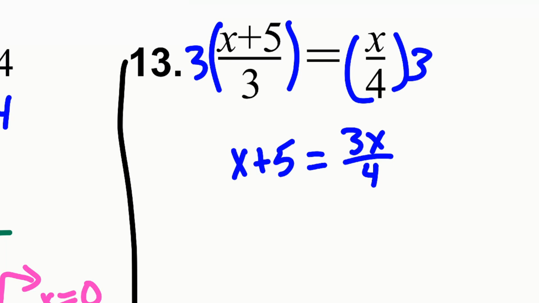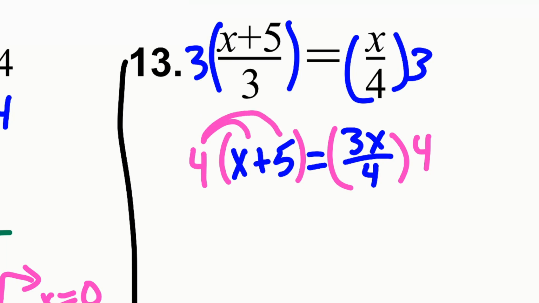Now I need to get my 3x term by itself. Right now it's being divided by 4, so I multiply by 4 to undo that operation. Here I can distribute. I'll get 4x plus 20 is equal to, since this makes a 1, it's just equal to 3x.